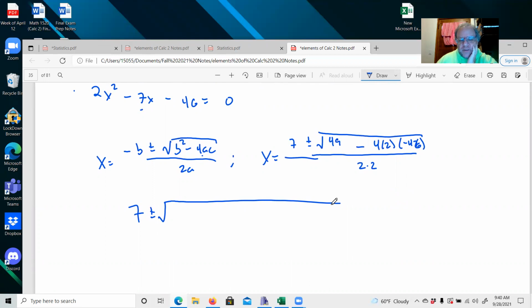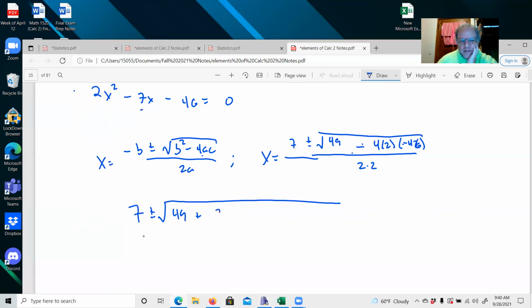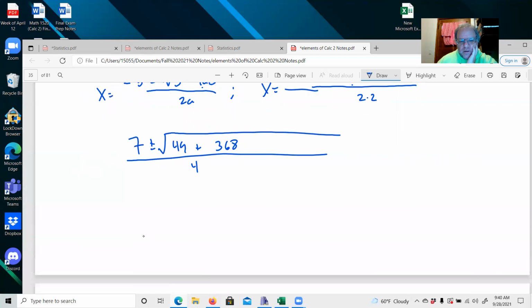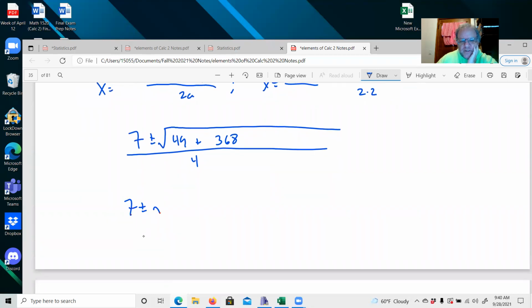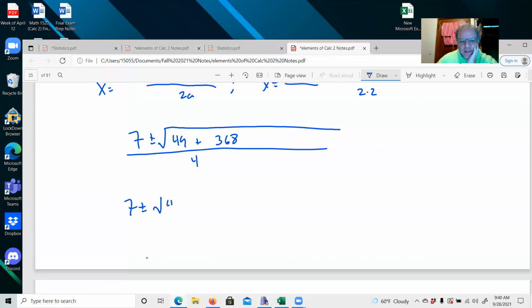B squared, 49. So we have 49 plus, because negative signs cancel. And then we have 4 times 2 times 46. Okay, 368. All over 4. So here we have 7 plus or minus the square root. What is 49 plus 368? It's 417. I don't think this has a nice square root.